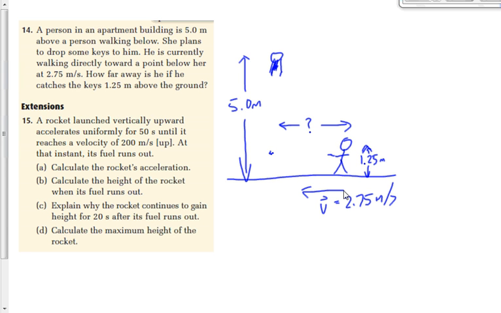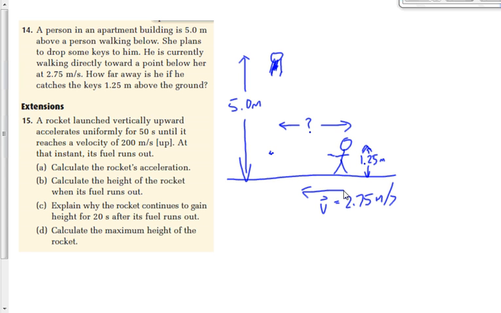What else? Anything else? Any other ideas? Joseph? Okay, the initial vertical velocity, the downward velocity, is 0. Okay? Anything else? Downward acceleration is negative 9.81 meters per second squared.